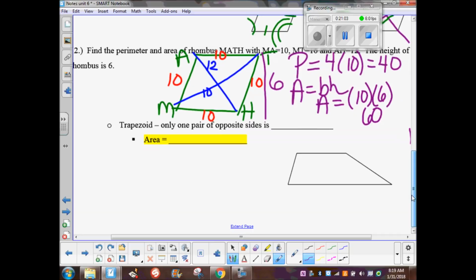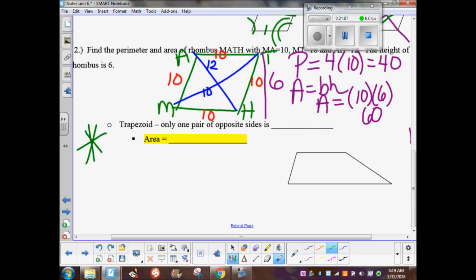Okay, one more shape. Now this one, the trapezoid, put a star by it. It's a quadrilateral, but it has its own set of rules. It says only one pair of opposite sides is parallel. Look at that shape on your paper. Which set of sides is parallel? The top and the bottom, or the left and the right? The top and the bottom.